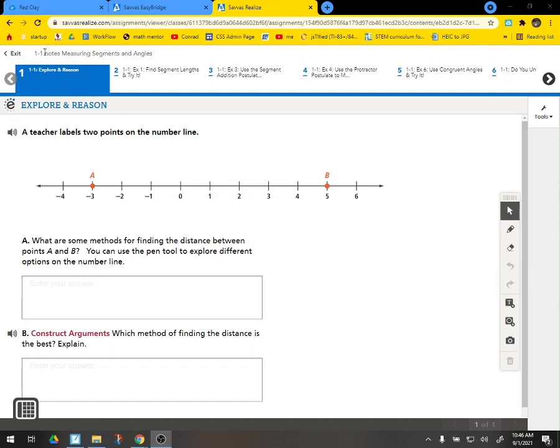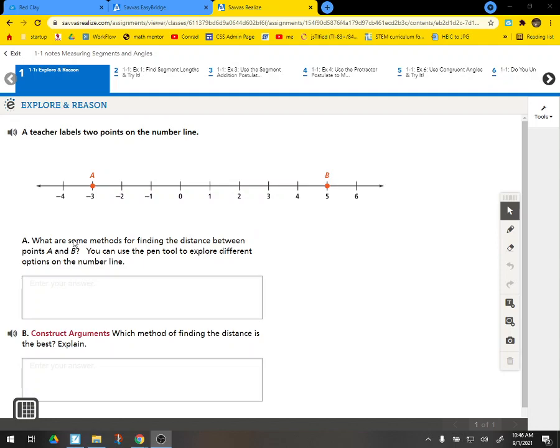Today we're doing 1-1 notes, measuring segments and angles. So this is the beginning of geometry. We're going to start with explore and reason. A teacher labels 2 points on the number line. You can see point A, it's at -3, and point B is at 5.